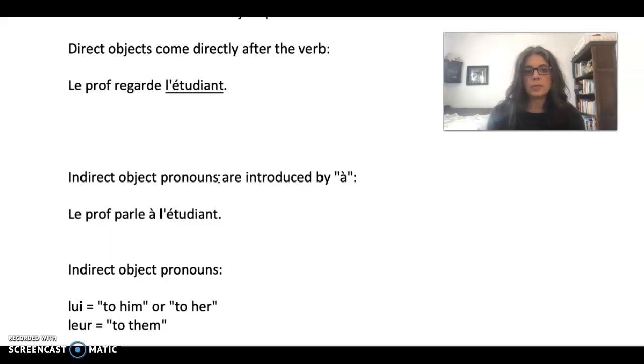So indirect objects, actually this isn't right, indirect objects, not the pronouns. Indirect objects are introduced by the preposition à in French, always, for our purposes. So in this sentence, le prof parle à l'étudiant, à l'étudiant is an indirect object. And that's just because it's introduced with à. The direct object follows directly after the verb. If it's introduced by à, it's now an indirect object.